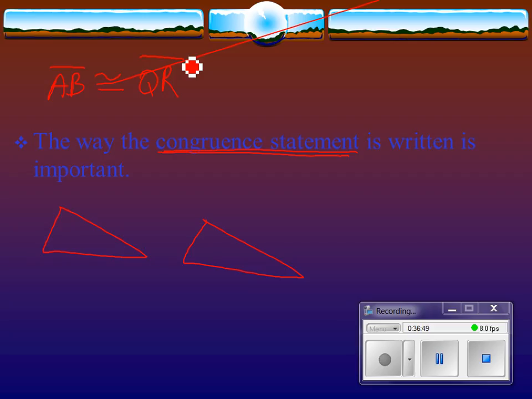Somebody read that to me. Segment AB is congruent to segment QR. That's a congruency statement. Now the congruency statements that we're talking about this time are for triangles. Somebody give me three letters, name this first triangle. How about the second one? Now when you're going to try to name these congruent, what you're going to have to know is which parts are congruent to each other so you can match them up.